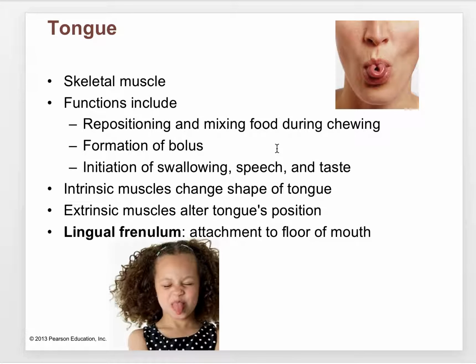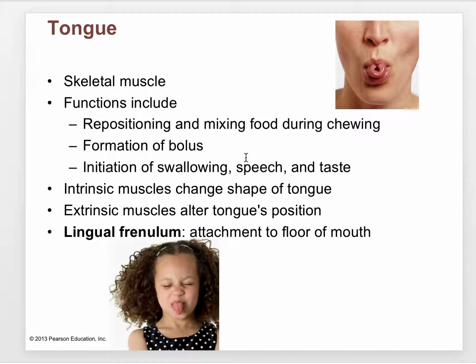The tongue is a skeletal muscle, therefore it's a voluntary controlled muscle. It functions to reposition and mix food during chewing, and it forms a bolus. A bolus is what food is after it's been chewed up and when you swallow it. It's no longer called food or bite, it's referred to as a bolus. The tongue initiates swallowing, it initiates speech and taste.